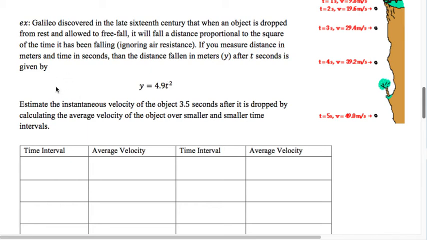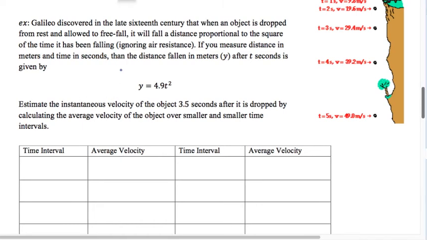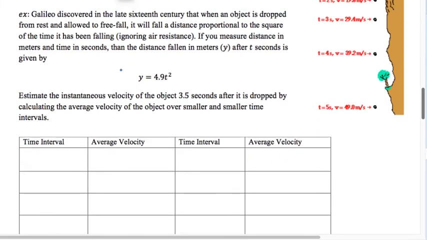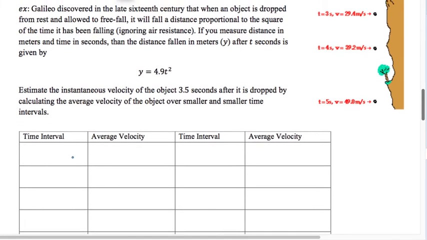What we're going to do is estimate the instantaneous velocity of the object 3.5 seconds after it is dropped by calculating the average velocity of the object over smaller and smaller time intervals. Okay, so we want to approximate the instantaneous velocity at 3.5 seconds after it's dropped.